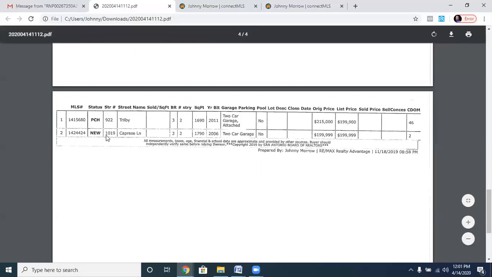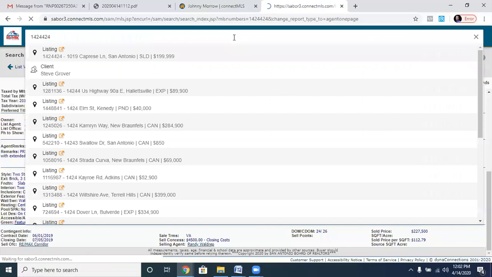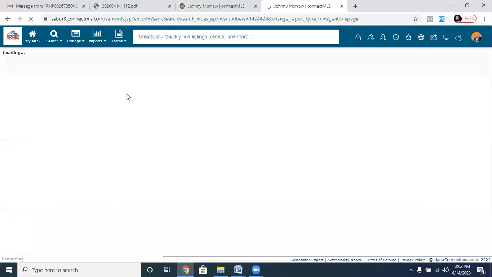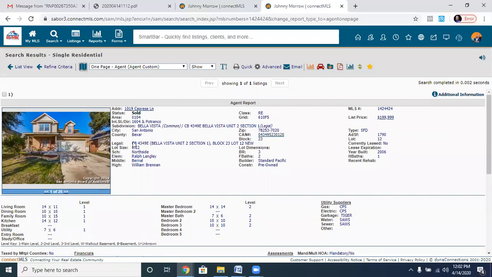Yeah. So let's go in and let's look at the most comparable one here. Let's just look at this one, 1424424. Is that Trilby? Caprese, okay. So this one looks like the same floor plan at Standard Pacific. So this is the exact same floor plan as theirs.